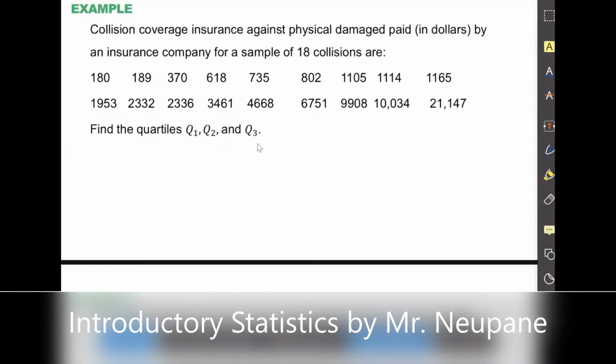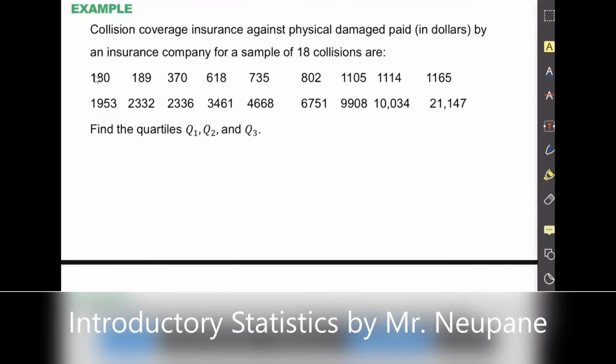Now, in order to find the quartiles, the first thing we do is find the second quartile, which is also the median. In order to find the median or quartiles, if the data is not arranged, we have to arrange it. So look at these values: 180, 189, 370, 618, 735, 802, 1105, 1114, 1165, 1953, 2332, 2336, 3461, 4668, 6751, 9908, 10,034 and 21,047. We can see that this data is well arranged, so you don't have to arrange it. That part is done for you.